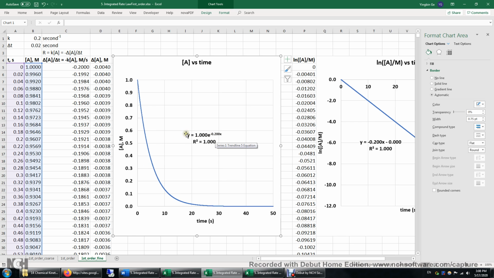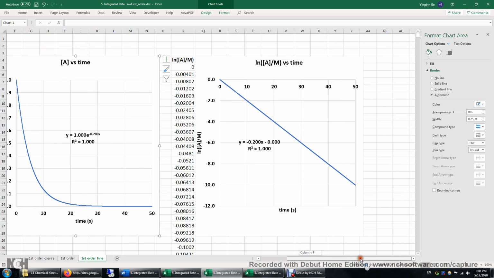We take the logarithm of both sides. So the logarithm of A is going to be the logarithm of A naught minus 0.2x, or minus kt. So that's what we did here. So over here, I'm actually using the logarithm of A, and we plot this with respect to time, and now it's linear. It has a negative slope. This negative slope is simply negative k.